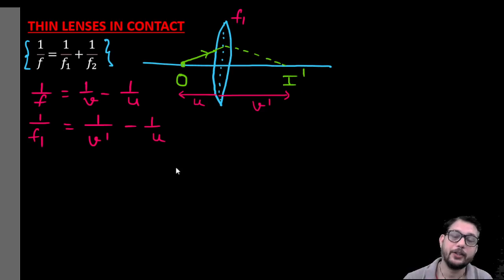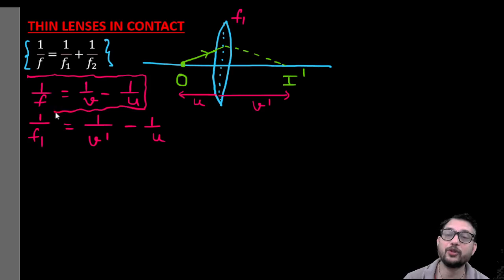Now one thing you should remember here: we are not using the sign convention. The reason is simple, because the formula 1 upon f equals 1 upon v minus 1 upon u is already derived with the help of the sign convention. Here we are continuing that derivation, it is a continuous process, that's why we are not using the sign convention again and again.